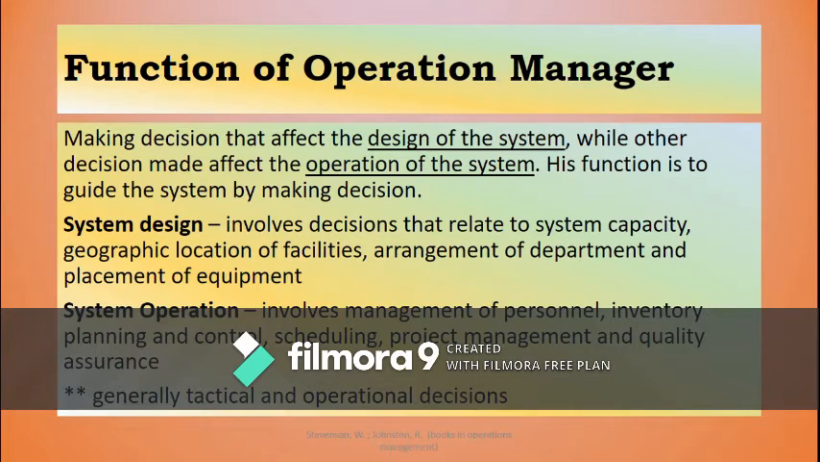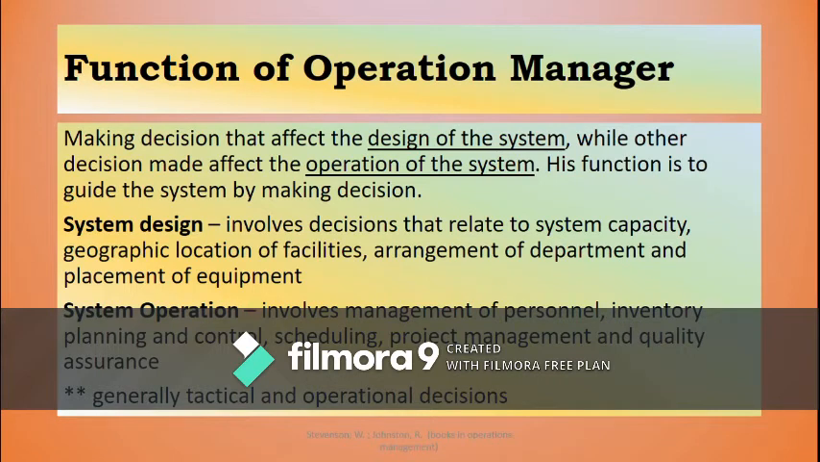So now those are the scope in operations management. What are the functions of the manager on the floor? The operations manager makes decisions that affect the design of the system, while other decisions that the operations manager makes affect the operation of the system. His function is to guide the system by making decisions. So the forecasting, the scheduling, that's part of his decision. Motivating is also part of his decision. Facilities and layout is part of his decision.